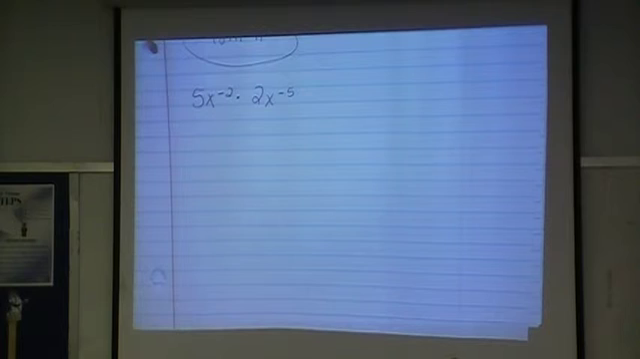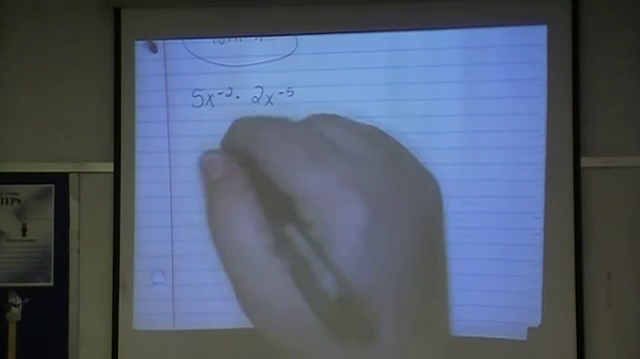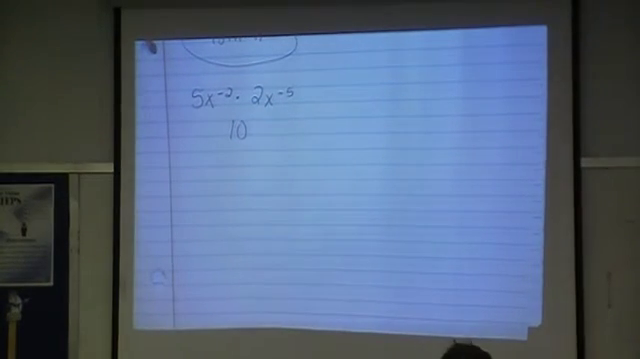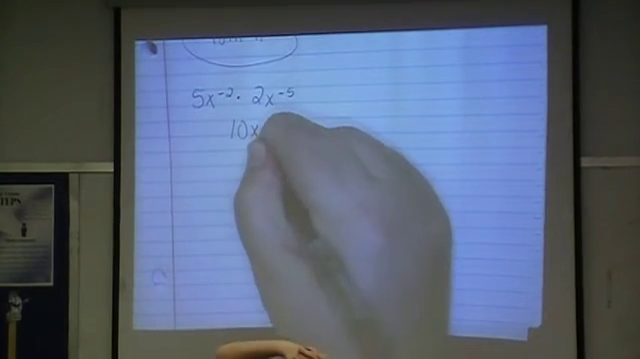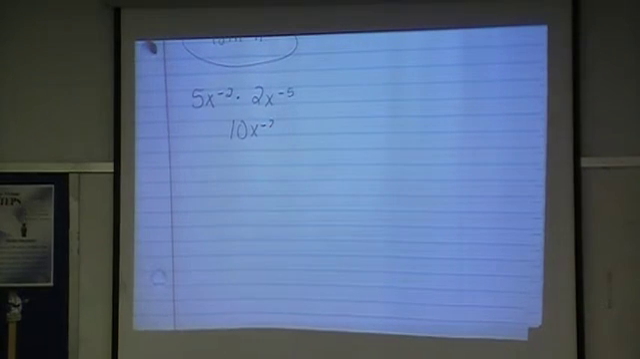Don't give me nightmares. All right, so we multiply our whole numbers. 5 times 2 is what? 10. We add our exponents. Okay, what is a -2 and a -5? Well, I have a problem with this, because we can't have a negative exponent. Exactly, so how do I fix it? What do I do?